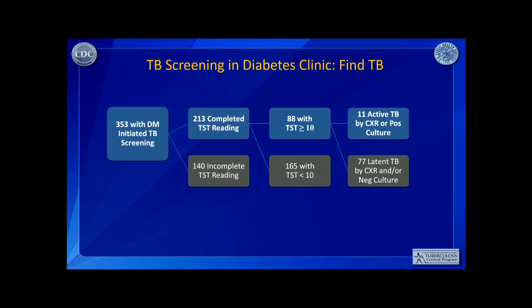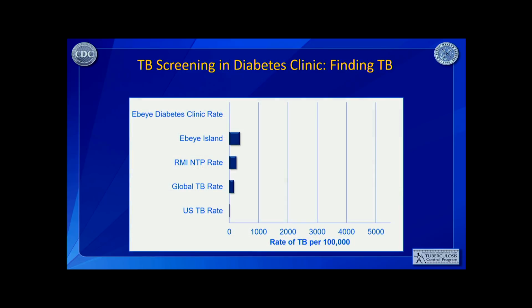Part of that research was done in EBI, and they enrolled 353 diabetics. We started with the TST, and only 213 were able to complete their TST reading, obviously one of the problems with using a TST. But they found that 88 had a positive skin test, and of those, 77 had latent TB and 11 had active TB. So the rate of TB in the diabetes clinic in EBI was over 5%, and the prevalence ratio, I think that Anil showed for EBI, was around 20.